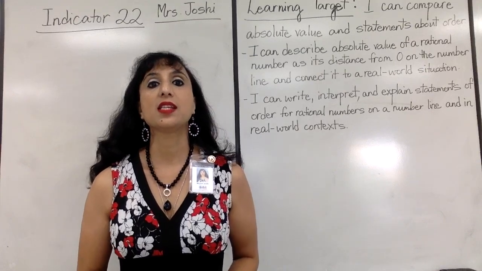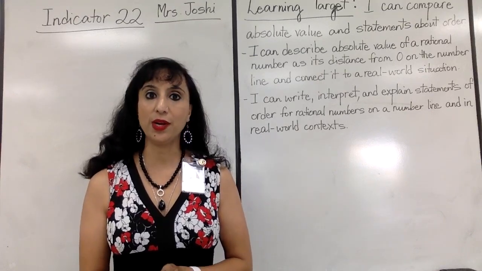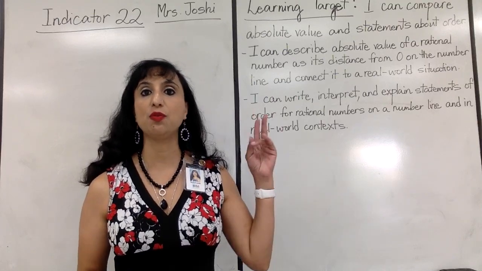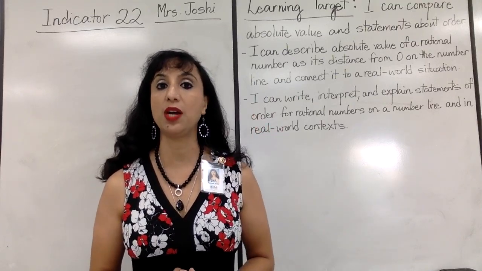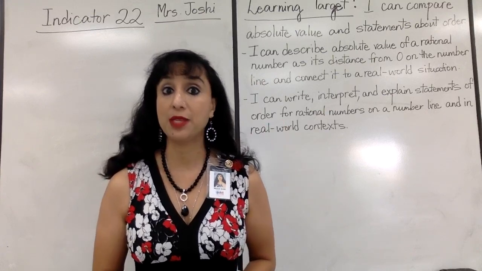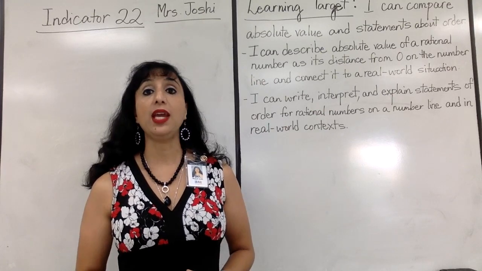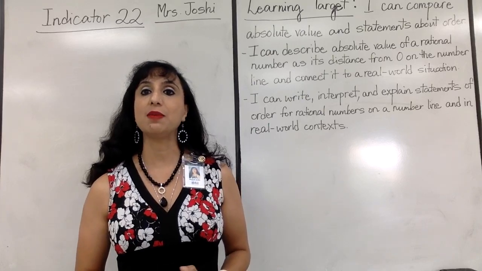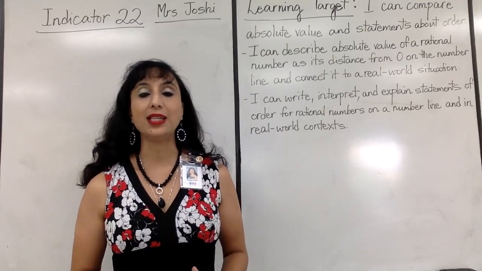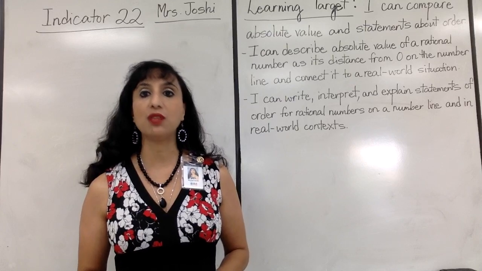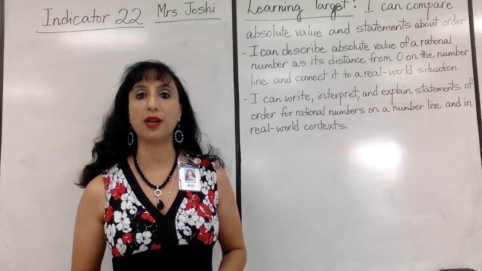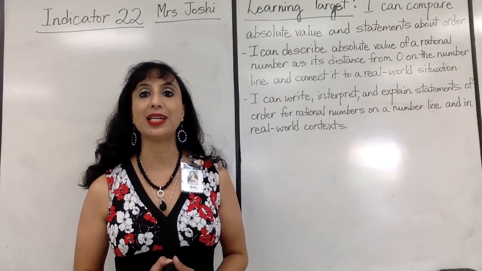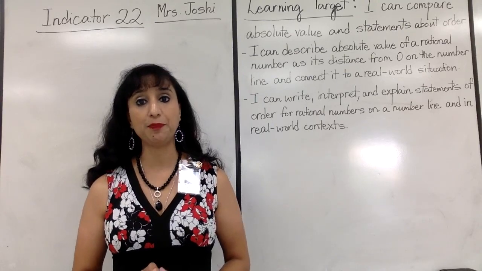All right, this is the second part of Indicator 22, and now we are going to cover the first two parts of the learning target because we are going to be talking about absolute value. Okay, so our learning target: I can compare absolute value and statements about order. And the next thing, I can describe absolute value of a rational number as its distance from zero on the number line and connect it to a real world situation.